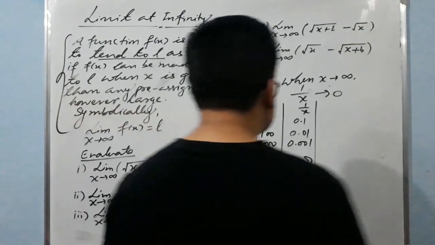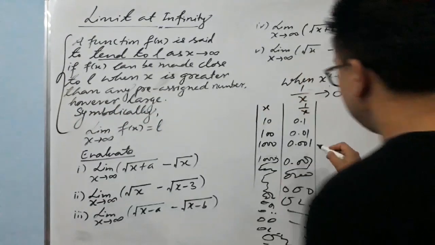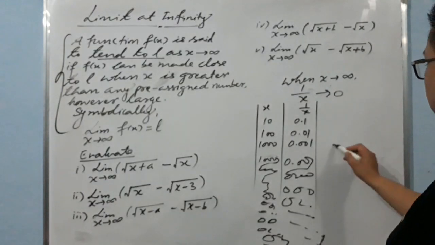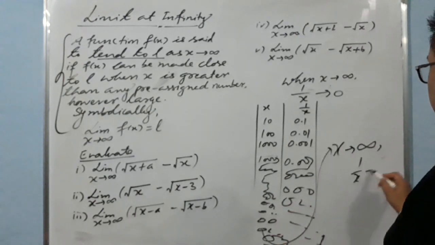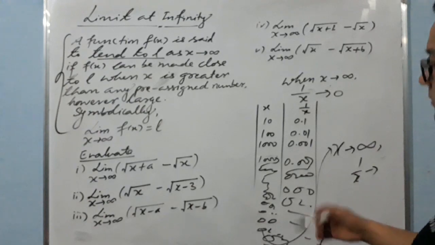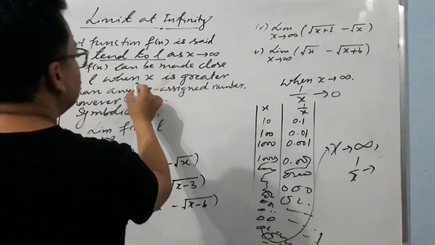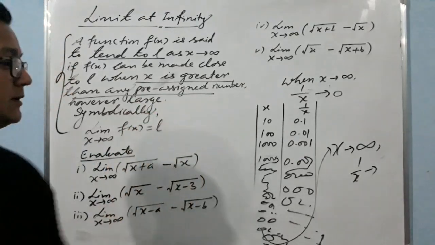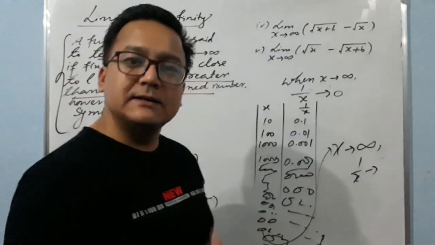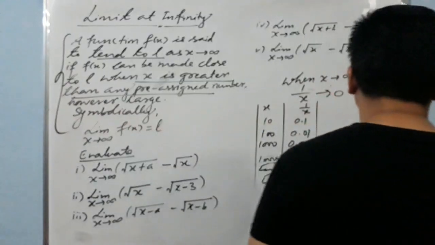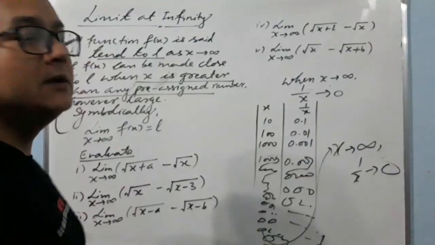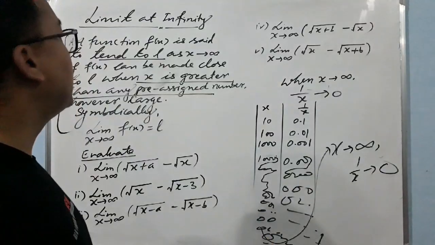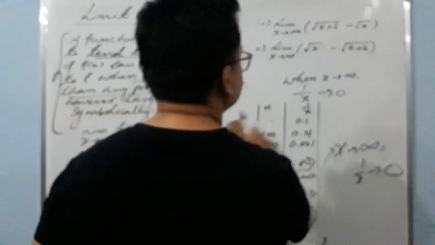So similarly, if you assign any number, however large, then as x tends to infinity, 1 upon x tends to 0. When x is greater than any pre-assigned number, if you assign any number and x is greater than that, then 1 upon x tends to 0. Using this concept, today we will evaluate the limit of algebraic functions at infinity. Okay, so let's see.